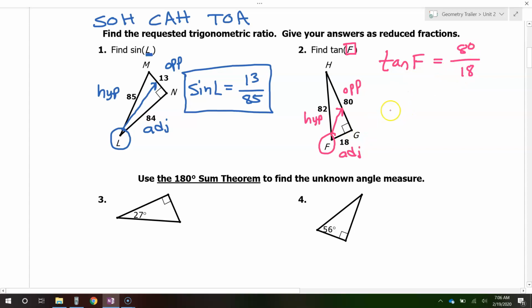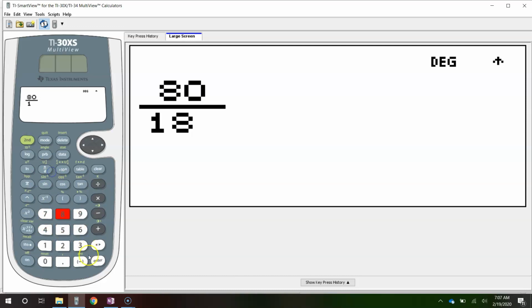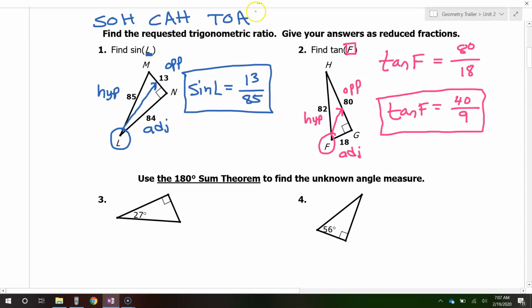Now, these are even numbers, so I can easily tell that they need to be reduced. Half of 80 is 40. Half of 18 is 9. So 40 over 9. If you ever have trouble reducing, do remember that your calculator will do it for you. If you do 80 over 18, okay, so your calculator will reduce for you if you need that.